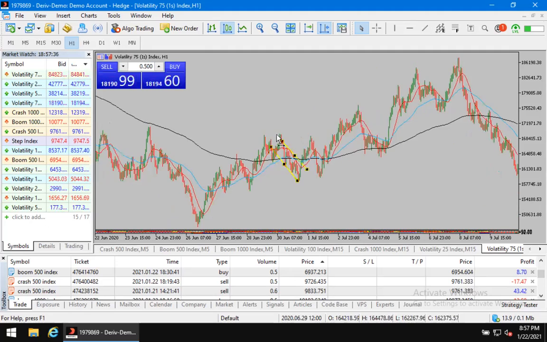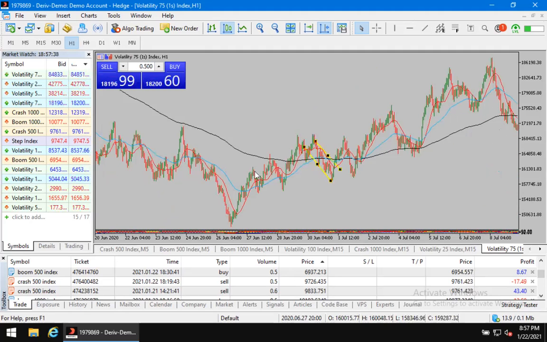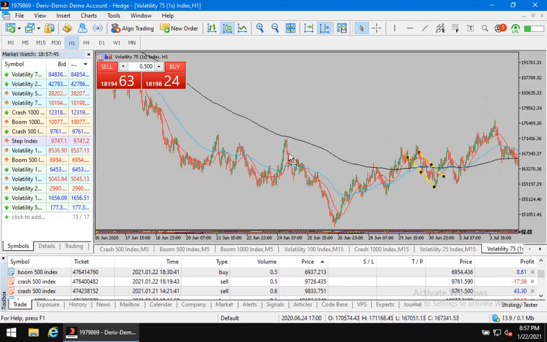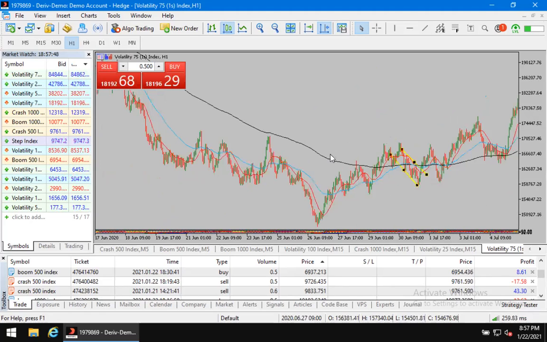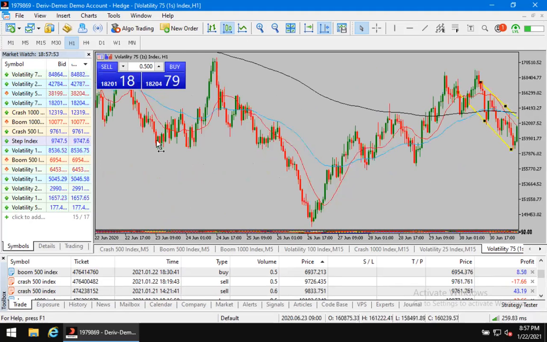Now let me find another flag. This is a 1 hour chart, to remind you. So this move from here to here will make you money, guys. So let's try to find another flag. There is another flag here. It's just that I'm zoomed on a 1 hour chart time frame.